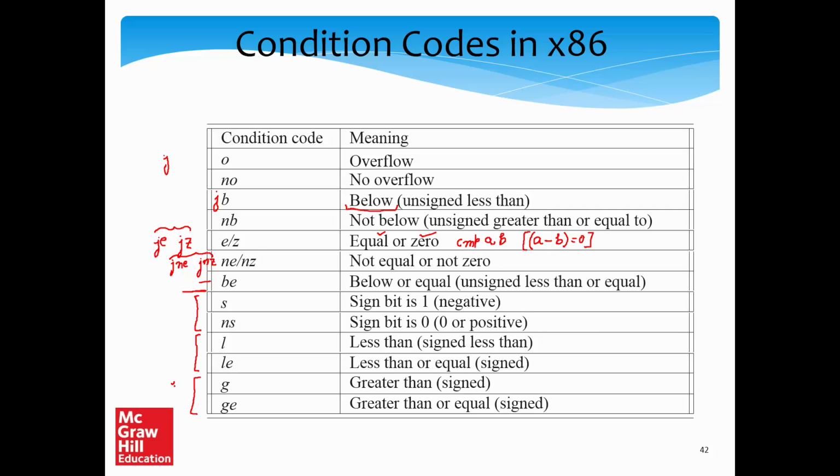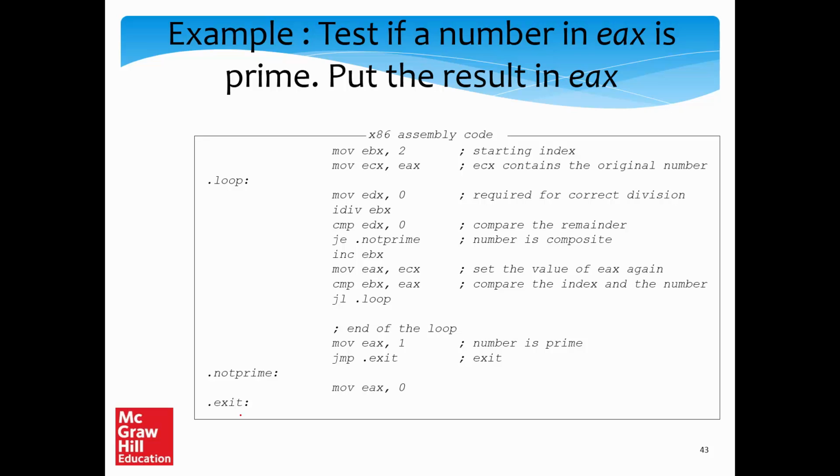Alright, so basically a branch of the form JG would mean jump if greater than, and JGE would mean jump if greater than or equal in a signed sense. So now that we have seen these basic condition codes, we are all set to write a program. And so this is an assembly program.